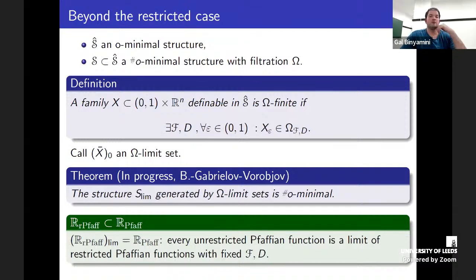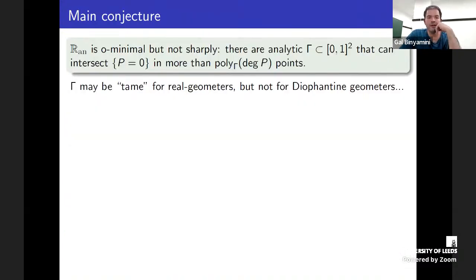Okay, so now I want to get to the main conjecture, what I consider the main open problem here. First of all, I defined sharply o-minimal structures, and you can ask, is it even more restrictive than the usual structures? The answer is it is more restrictive. So for instance, R sub an, the structure of globally subanalytic sets, is not sharply o-minimal.